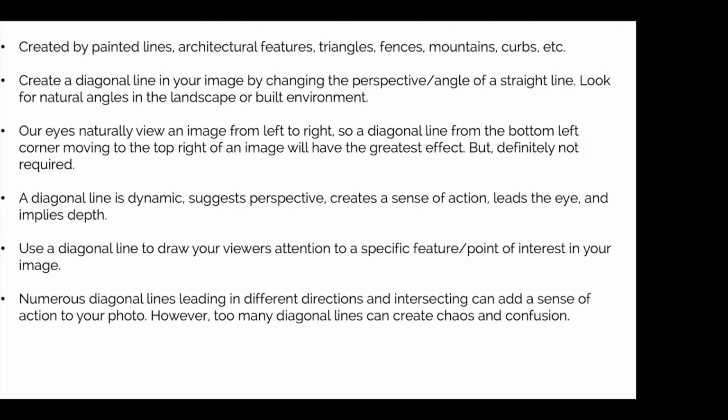Numerous diagonal lines leading in different directions and intersecting can add a sense of action to your photo. However, too many diagonal lines can create chaos and confusion. So here is just a curb of an unbuilt building or house or something, and then a museum sign. I just photographed that because of the angle of the curb and then the point of the hand of the museum.